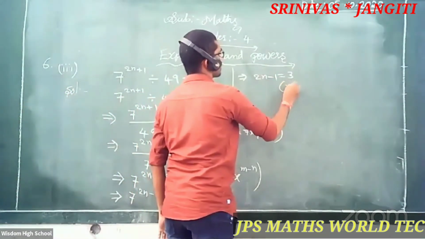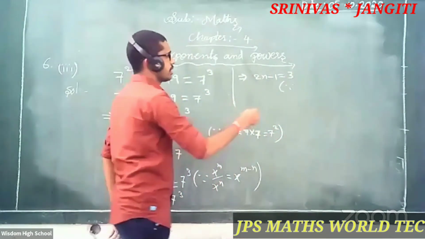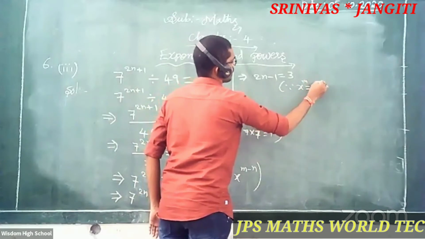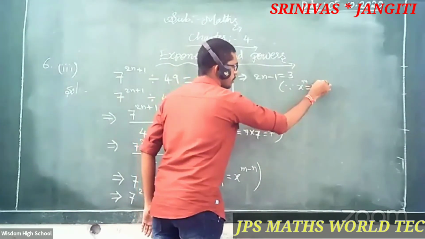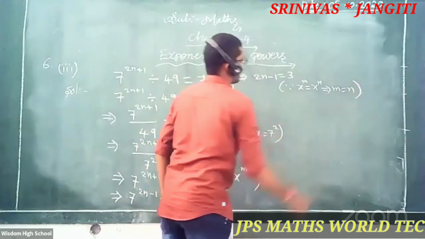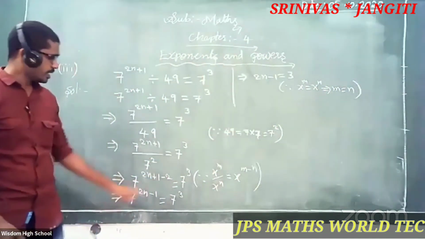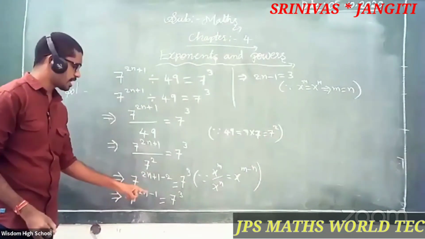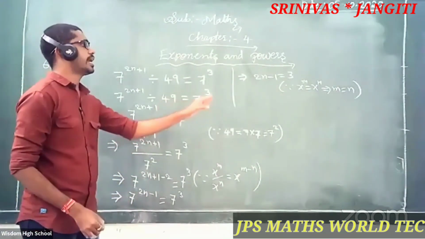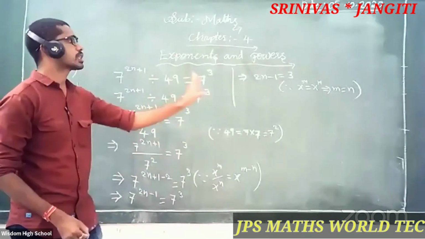Why? This is because you already know: x to the power of m is equal to x to the power of n. Right? That implies m is equal to n. When the bases are equal, then the exponents are also equal. That's why 2n minus 1 is equal to 3.